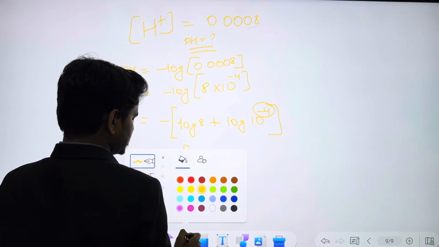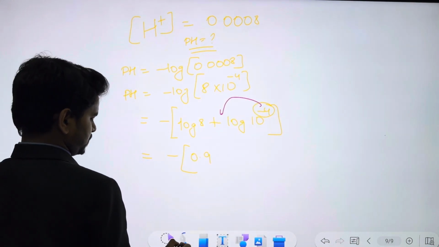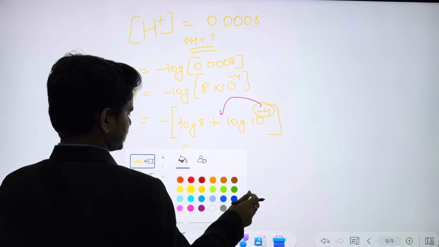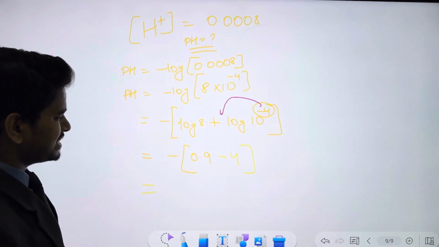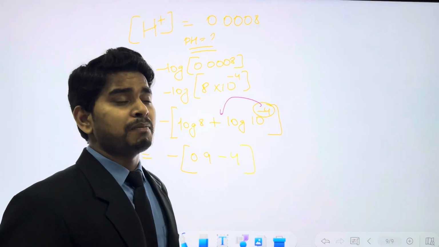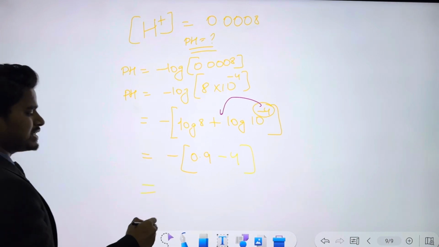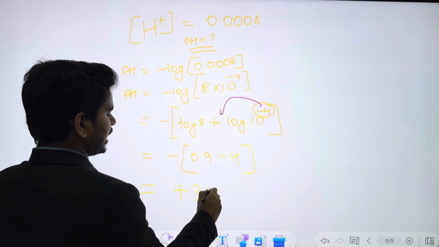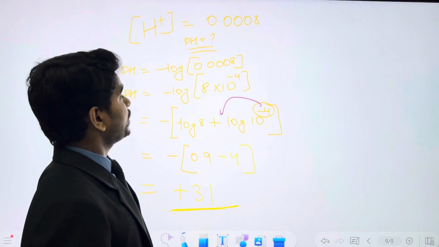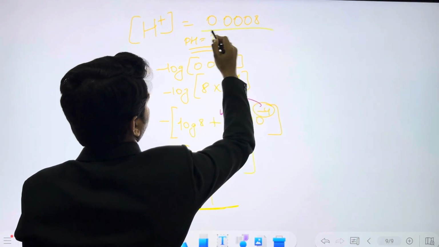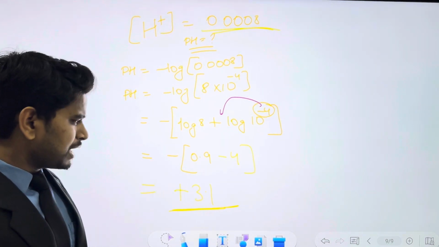So this power basically will jump in front and it will become minus 4. Okay? So we can see 0.9 minus 4 is minus 3.1, and there's a minus sign outside, it will become plus 3.1. That's the answer, guys. 3.1 is the right answer. 3.1 is the pH when H plus concentration was given as 0.0008.